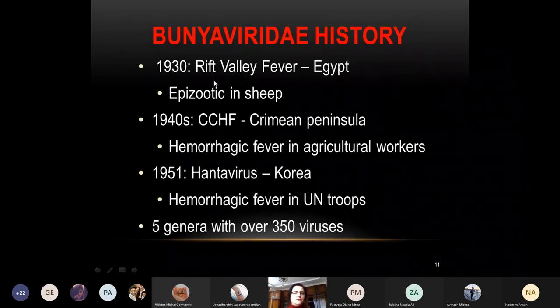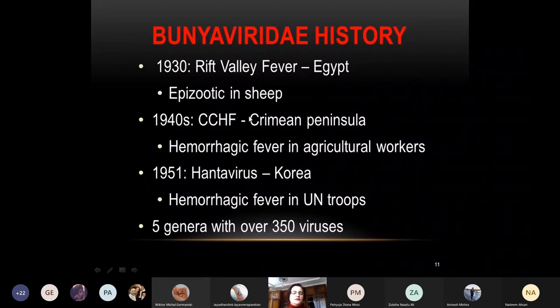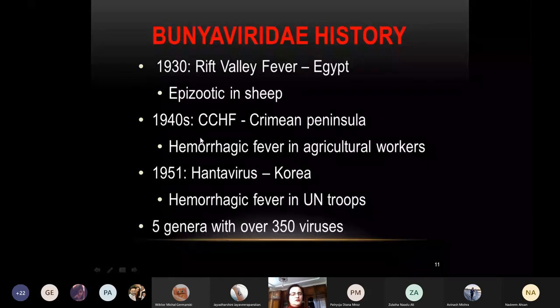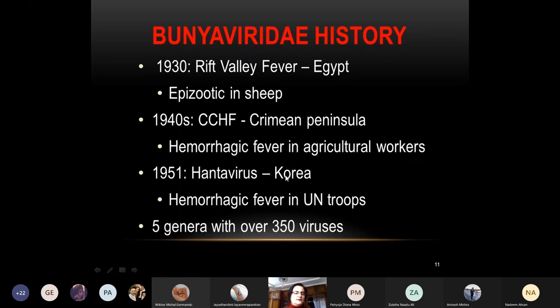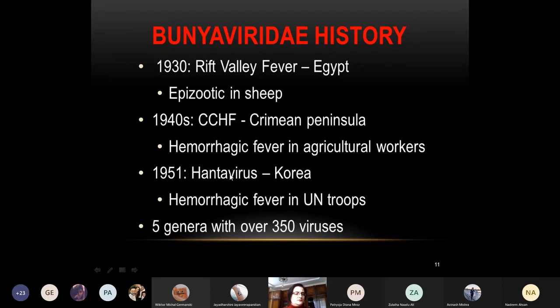Crimean-Congo hemorrhagic fever virus was first recognized in the Crimean Peninsula, located in southeastern Europe on the northern coast of the Black Sea in the mid-1940s, when a large outbreak of severe hemorrhagic fever among agricultural workers was identified.